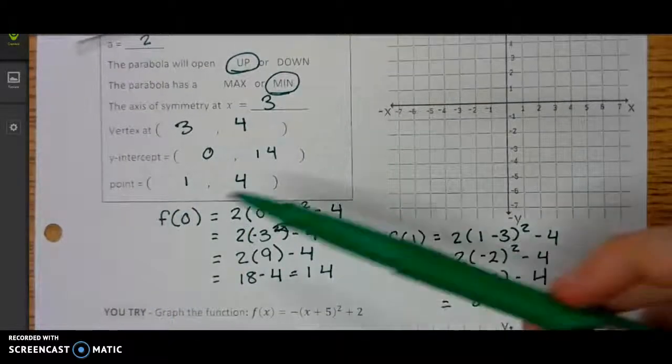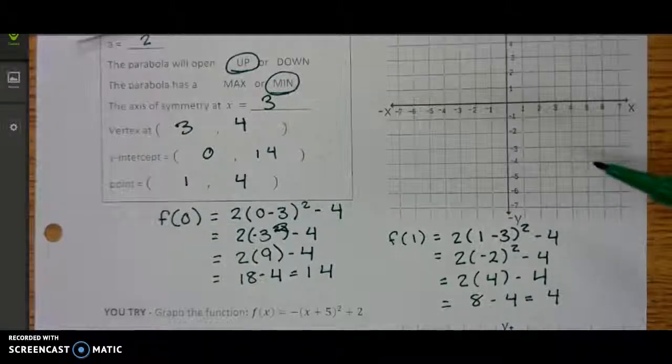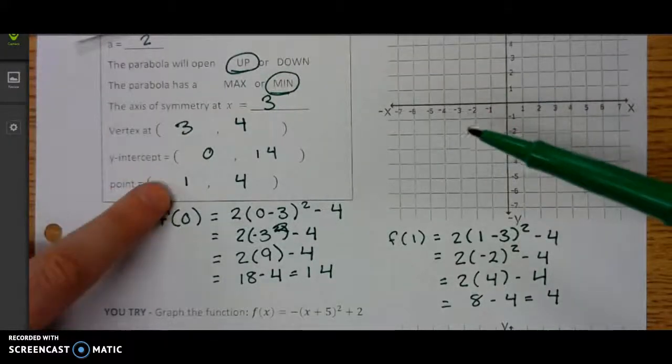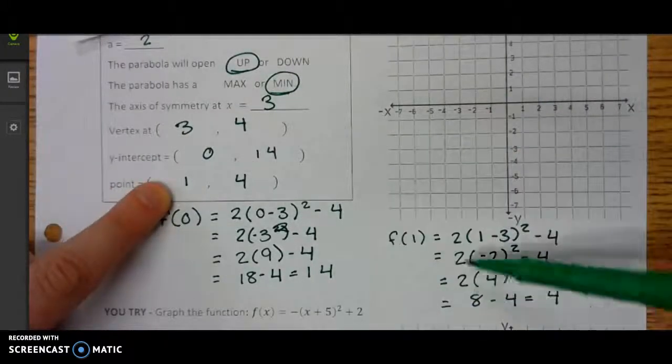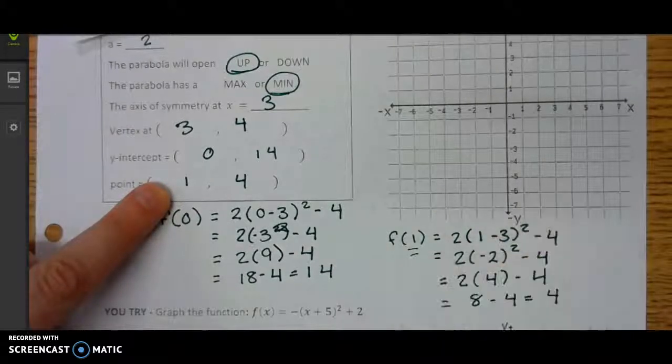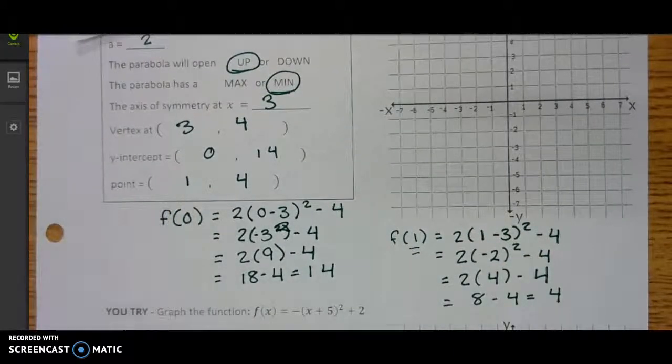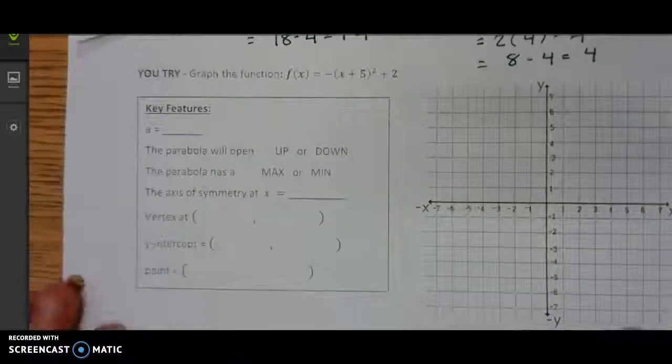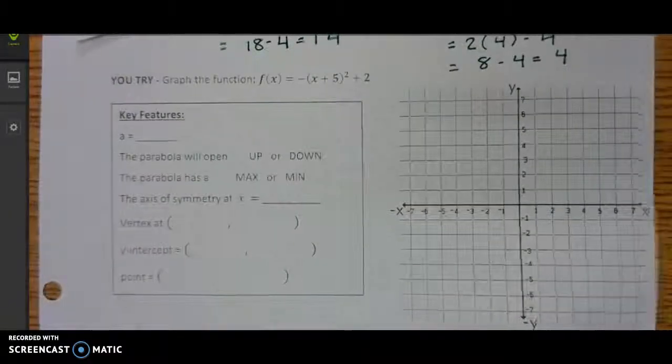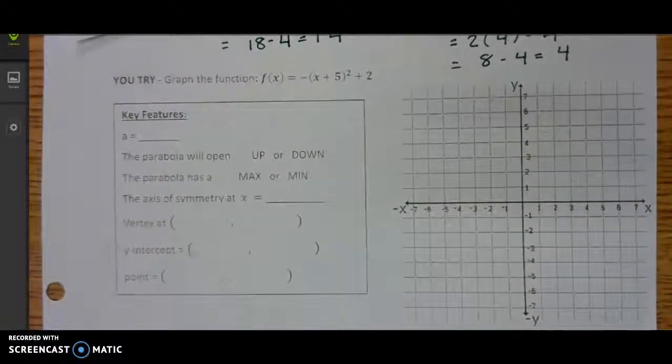The nice thing about this question is that you get to pick whatever you want. So don't be confused by the fact that they don't have a number there. Just pick whatever number you want for x. Now if you guys will do the You Try, you can show it to me, and then I've got a little bit more for you to do.